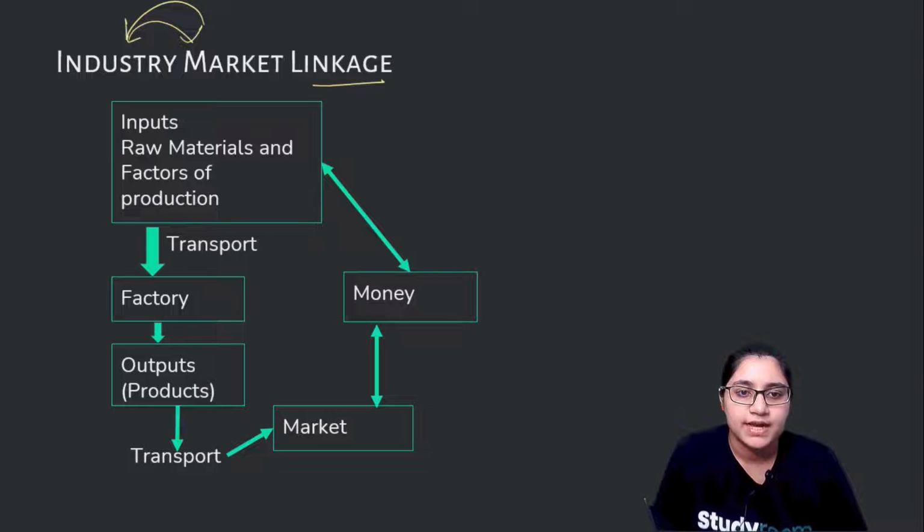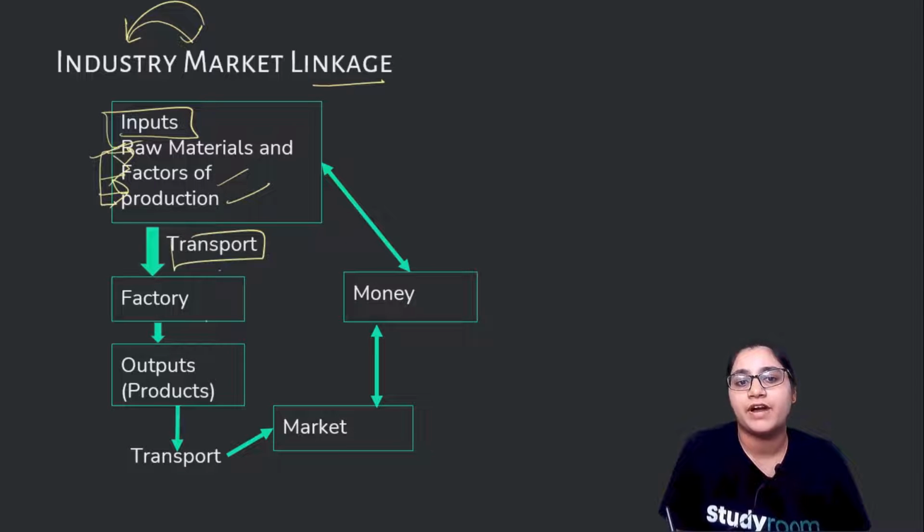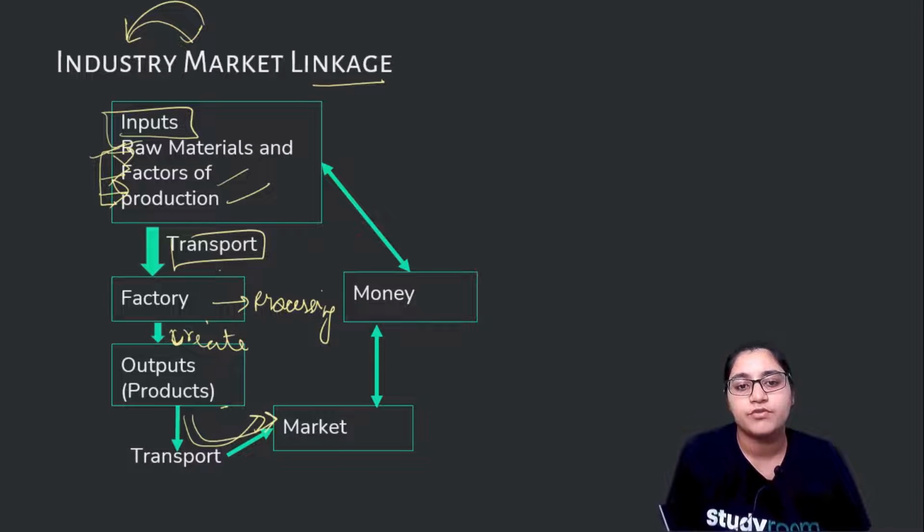So you see what happens is inputs are raw materials and factors of production. These are the inputs of an industry. All these raw materials and factors of production should be applied to their product. Then this should be transported to the factory. The factory does the processing, and it would create what? Output products. Then this would take transportation cost. You have to incur transportation cost.